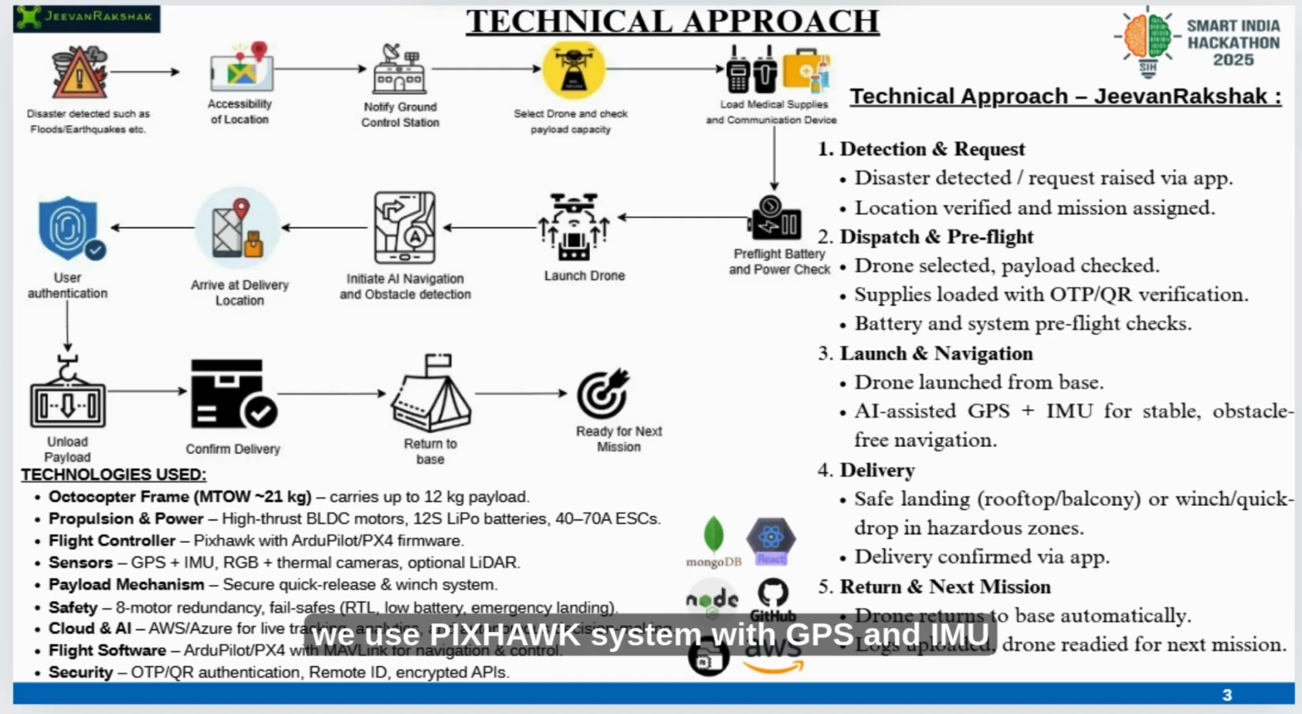For the flight controller, we use the Pixhawk system with GPS and IMU, which ensures stability of the drone. For navigation, we use waypoint based GPS navigation with IMU fusion for precise control. The system uses fail-safe features like return to launch on signal loss, low battery auto landing, emergency landing detection, and many more. In disasters, where landing is risky, we use a winch or drop mechanism to deliver supplies without touching the ground, which is very beneficial in emergency conditions.